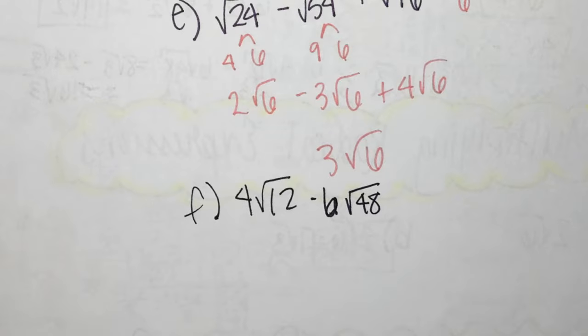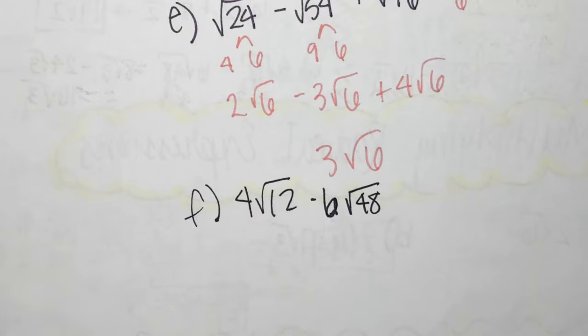I quit listening. Alright, 4 root 12 minus 6 root 48. Simplify that one. You have 3 minutes. Go. Is that a 6? 3 minutes. I'm gonna assume that's a 6. You can get your study guide at the end of class. You can get your phone at the end of class. We still have 35 minutes together.